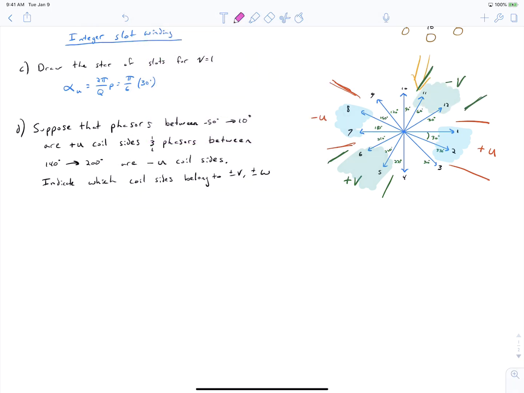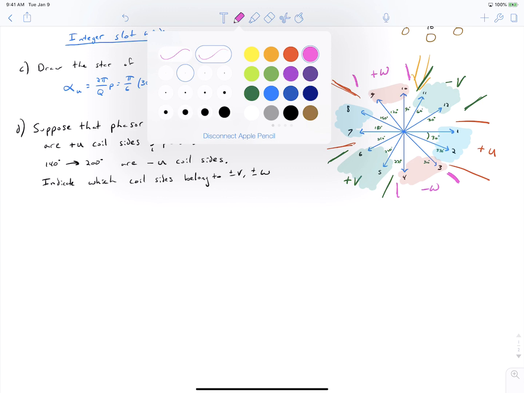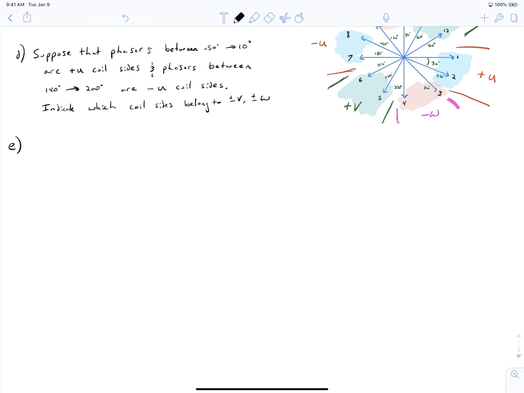And then I want phase W to lag phase V by 120 degrees, or 2 pi by 3. So therefore, I want this to be plus W, and then on the opposite side, I want this to be minus W. So from this, we've now deduced what our complete winding layout looks like. We could sketch a winding schematic or draw a detailed stator diagram indicating which coil sides current enters and leaves the page. We're not going to do that though. We're going to continue on with our winding factor calculations.